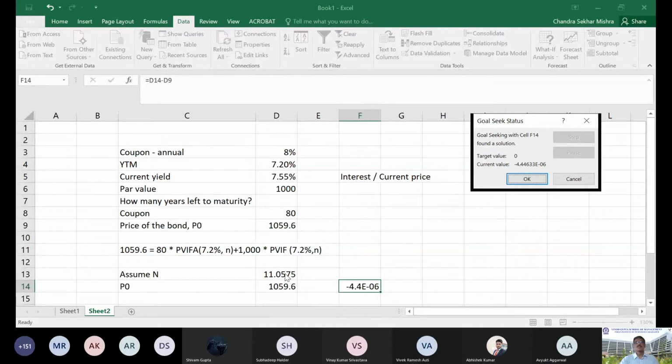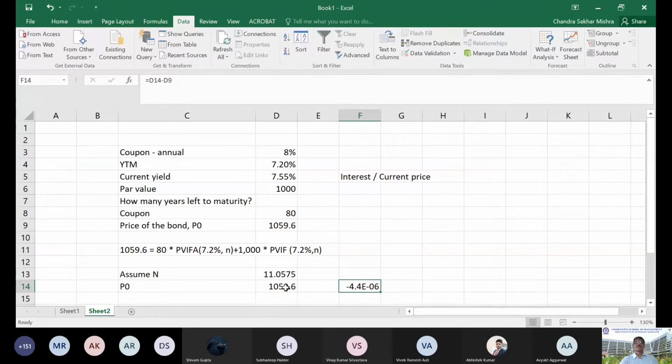So around how many years? 11 years we can say. You can also do that in your Excel or calculator solver, whichever is convenient for you. That is up to you. When your exam takes place, you have a choice to use Excel or the solver in your calculator, or you can do the trial and error method. So 11 years can be taken as 11.05, the time to maturity, n, okay?